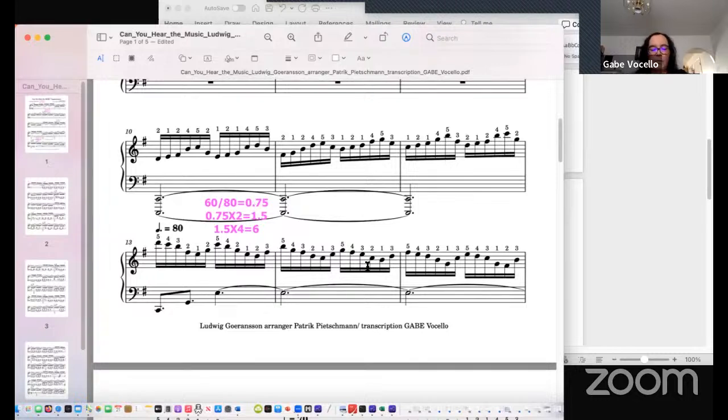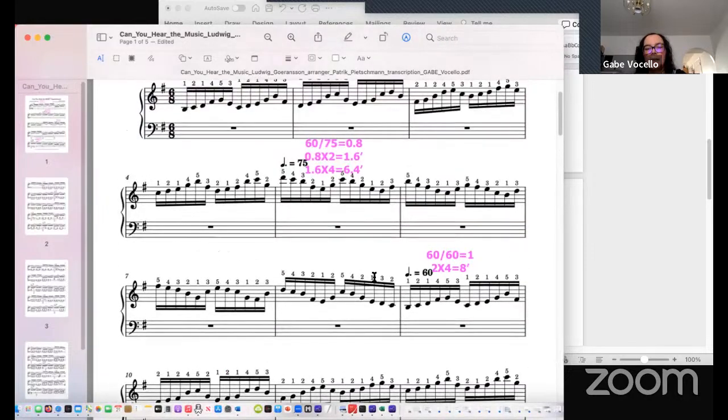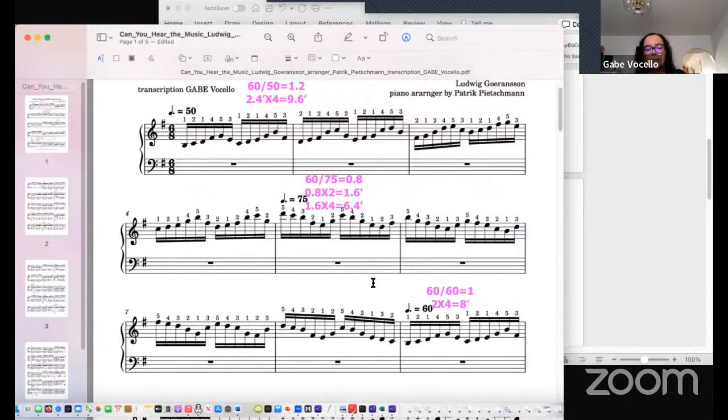And to do that, we have the metronome. Ta, ta, ta, ta, ta, ta, ta.